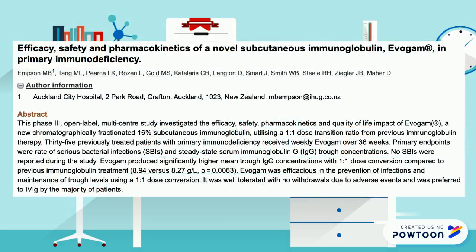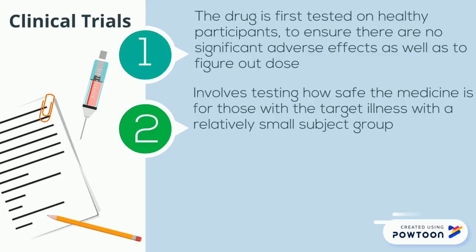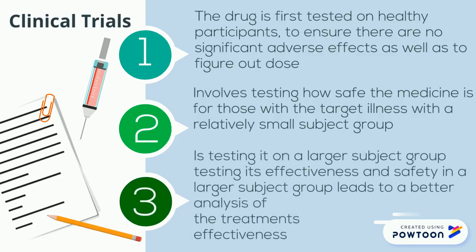During Phase 2 of this particular trial, it was seen to be sound, with no significant ill effects to those participating, as well as figuring out a 1-to-1 dose having the effective results for the participants who had to be treated for primary immunodeficiency. Phase 3 involves testing it on a larger subject group. This tests its effectiveness and safety, leading to a better analysis of the treatment's effectiveness.